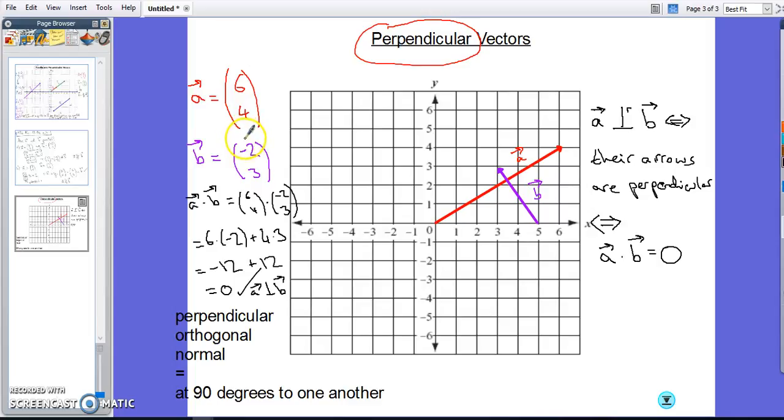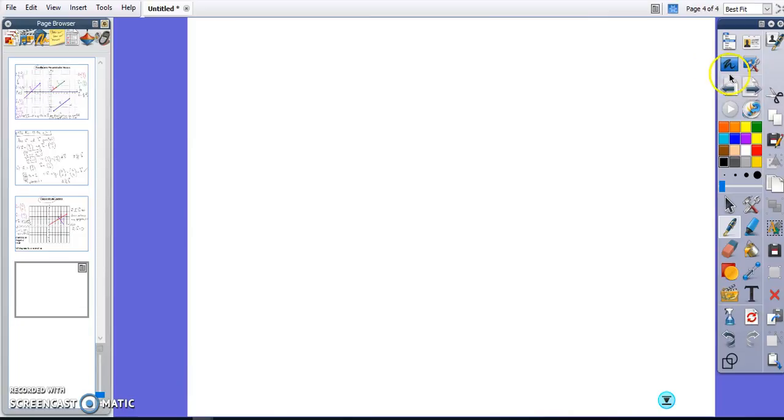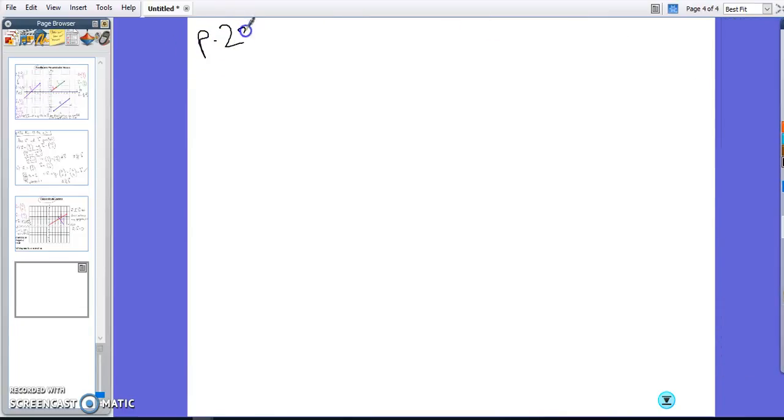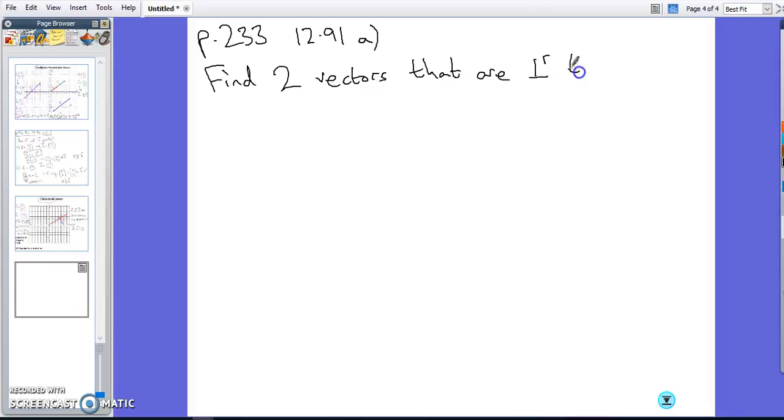Let's have a look now at a different type of exercise. In your book on page 233, you'll find exercise 12.91, and we'll just have a look at part A. It asks you to find two vectors that are perpendicular to A. And in part A, our vector A is equal to (1, 4). So we need to find vector B and vector C that are perpendicular to A.